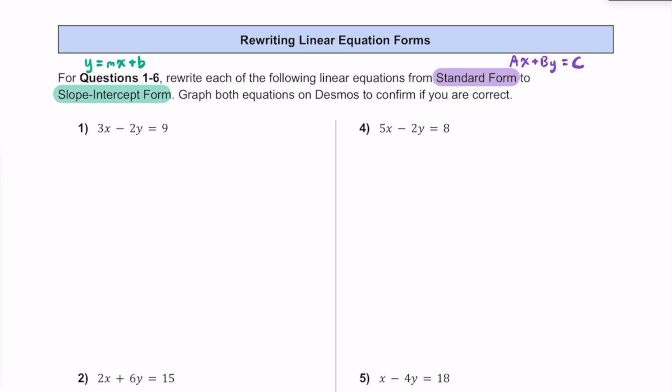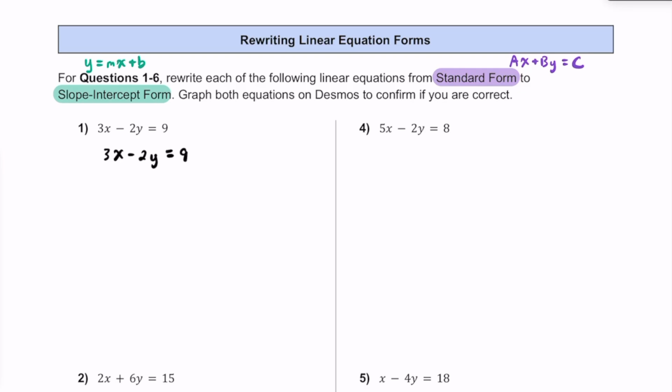Now, while this video is focused on the algebra aspect of converting between these two forms, I encourage you to graph these equations on Desmos or a graphing calculator to also make sure that you see that the graphs do match. All right, so for number one, we have this equation of 3x - 2y = 9. So I encourage you to just start by writing down the equation and thinking about what all the pieces are. I notice that this is in standard form right now.